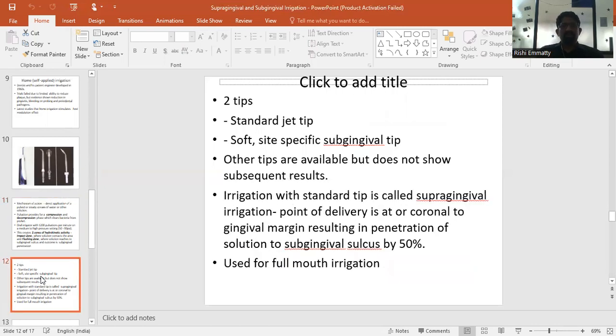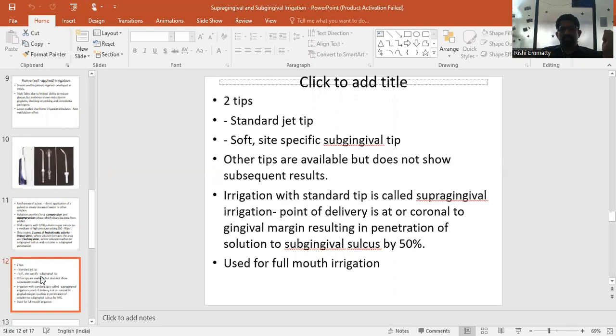And there are mainly two tips. One is the standard jet tip, and the other one is a soft site-specific subgingival tip. Other tips are available, but they do not show subsequent results. These two are the standard tip, which is a straight one, and the site-specific tip, which is a subgingival tip. It has a small curvature at the end, like the scaler tips.